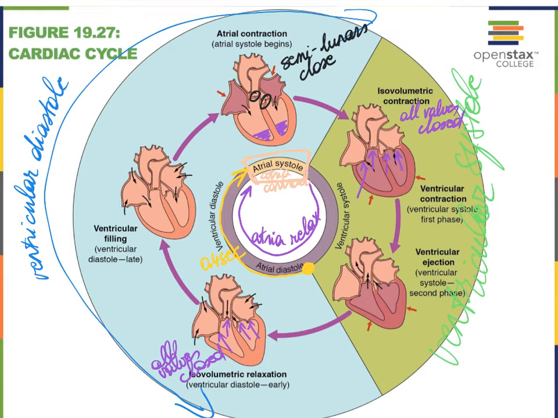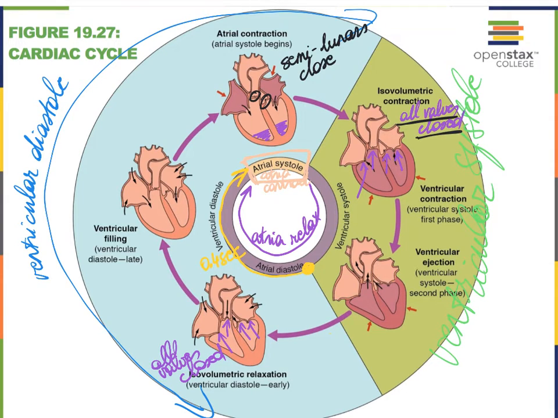Okay, so our atria begin to squeeze, and more blood collects into the ventricles. And as that blood begins to collect in the ventricles, the blood begins to push up against our atrioventricular valves. And that pushes the atrioventricular valves closed. So that is why we see that now all the valves are closed.